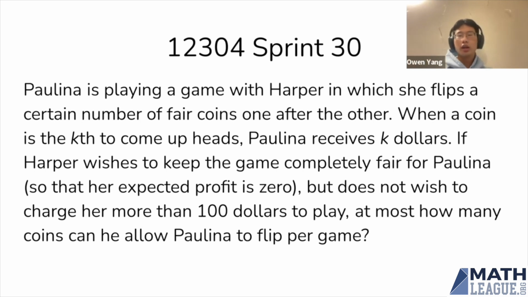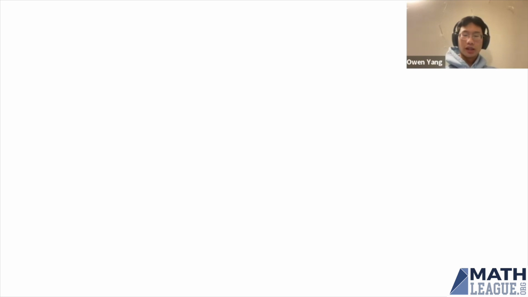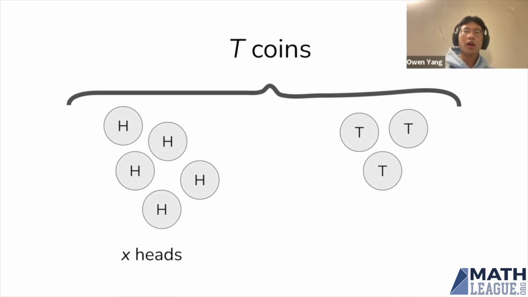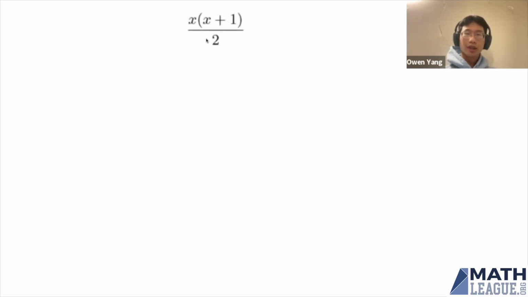flip per game? Okay, so just getting started, the first step that we should do is compute what is the expected value of dollars that Paulina will get from this game. So if she has T coins total and X of them come up heads, then because she's receiving $1 and then $2 and then $3 and so on up to X dollars, we will get X times (X plus 1) over 2 total dollars if she flips X heads.